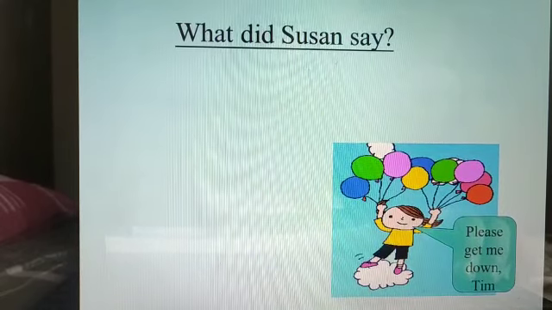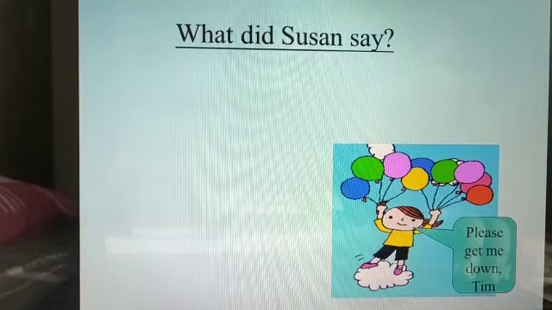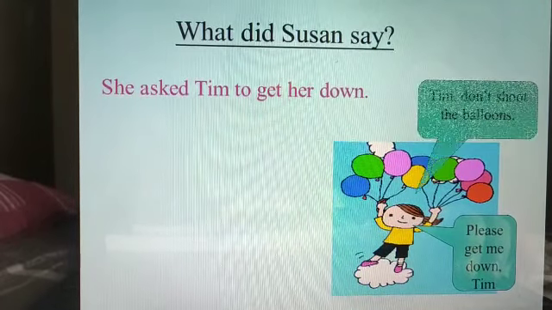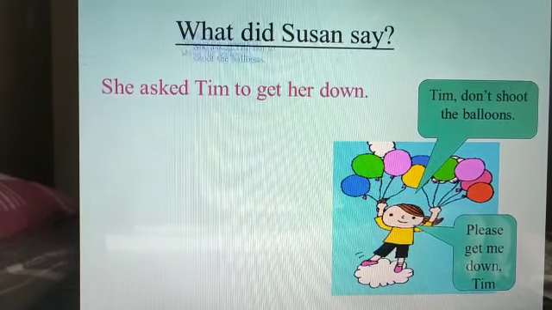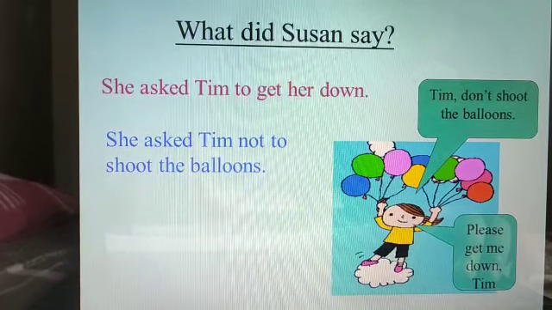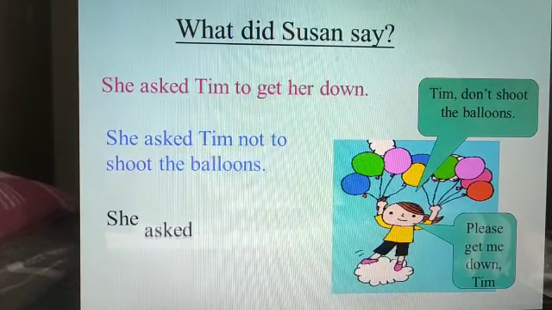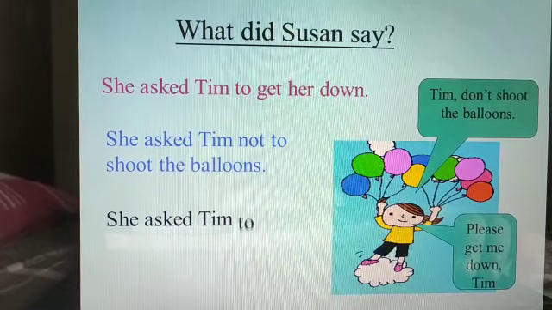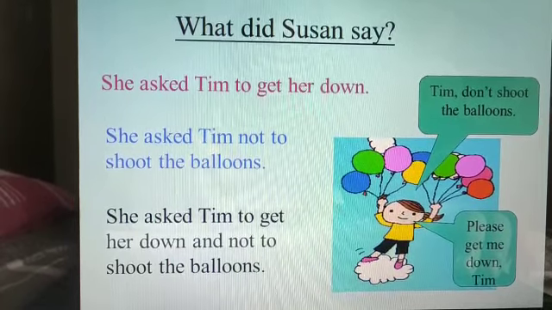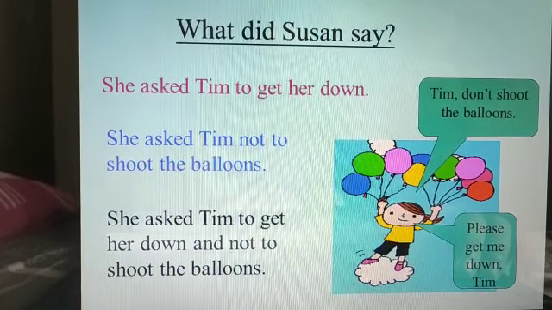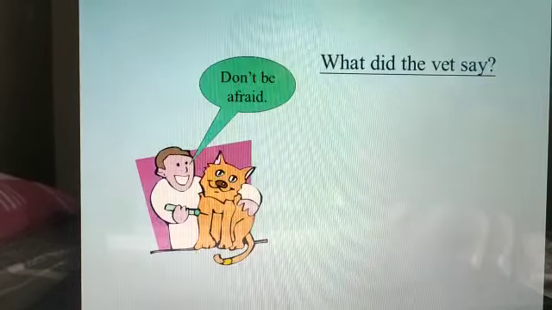What did Susan say? Please get me down, Tim. She asked Tim to get her down. Tim, don't shoot the balloons. She asked Tim not to shoot the balloons. She asked him to get her down and not to shoot the balloons. We have joined the sentence.